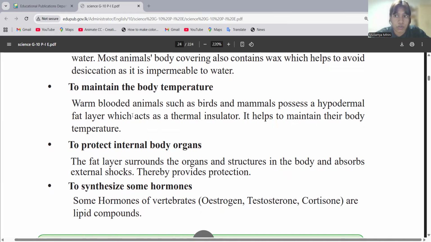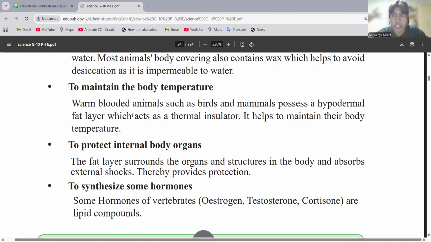There's a fat layer called the hypodermal fat layer. It's also an insulator. A thermal insulator doesn't make us feel super hot or super cold. It regulates the body temperature. So as it says, it helps to maintain the body temperature. It protects our body from extreme coldness and stuff. So lipids are very important in this process of maintaining the body temperature as well.